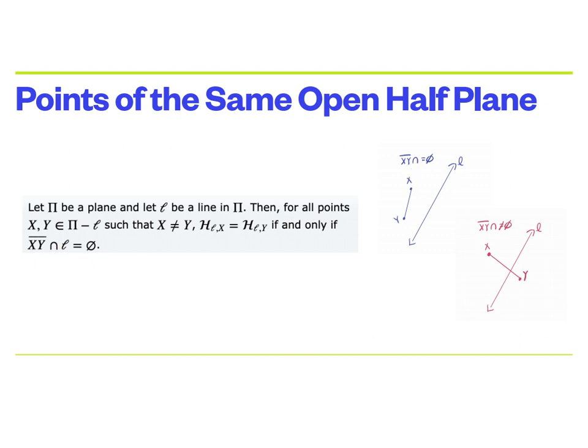So notice over here, x and y are in the same open half plane. They are both to the left because my segment does not intersect my line. Whereas over here, x and y are in different open half planes because my segment does intersect the line. And that is the definition of points that are in the same open half plane.